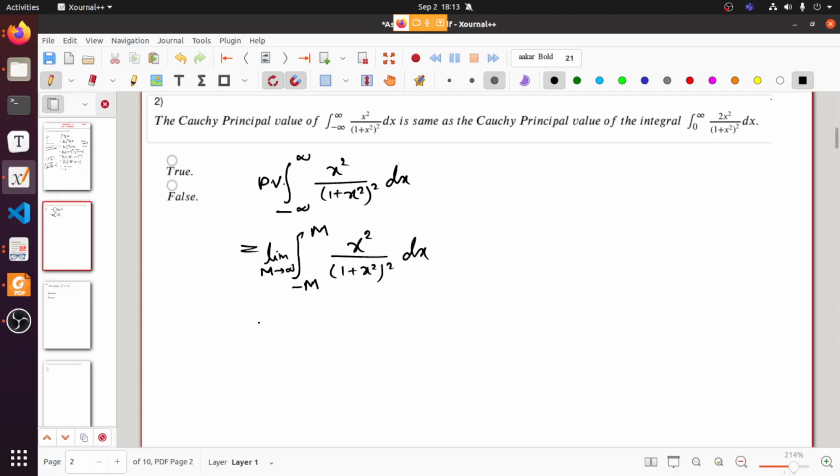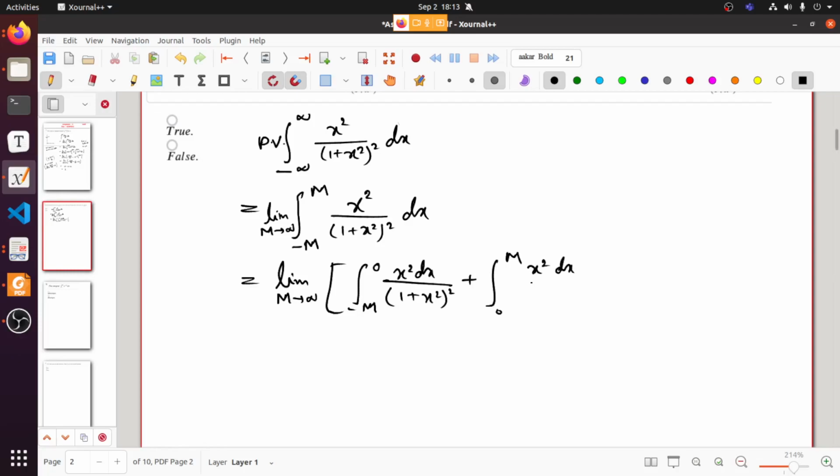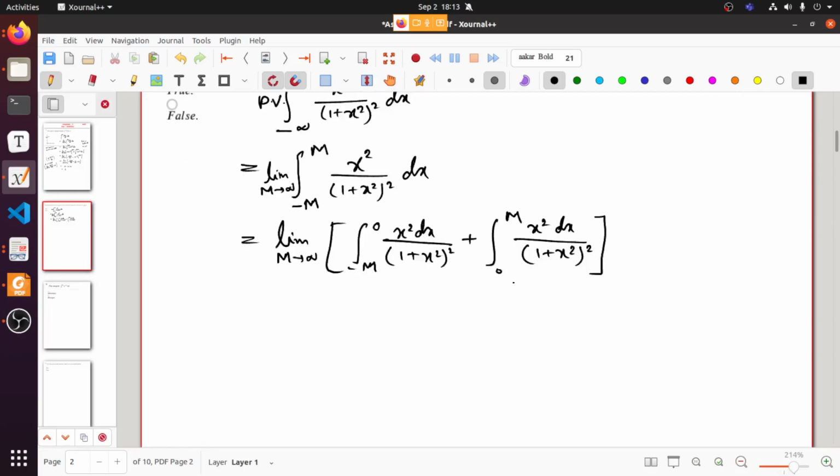whole square dx, right? Now you can break this integral into two parts, minus m to 0 and 0 to m. So it will be limit m tends to infinity, minus m to 0 of x square dx by (1 plus x square) whole square, plus 0 to m of x square dx by (1 plus x square) whole square. So we are breaking into two parts. Now you have to compute these two integrals.